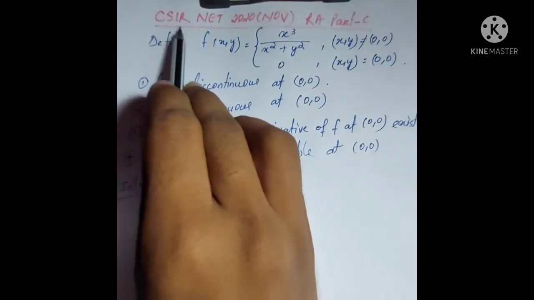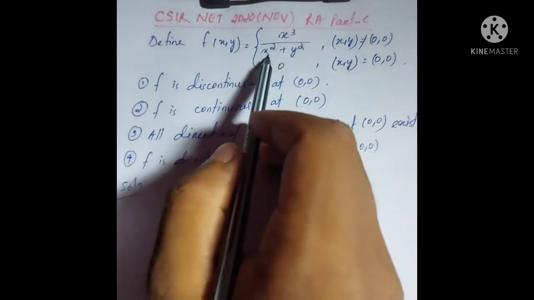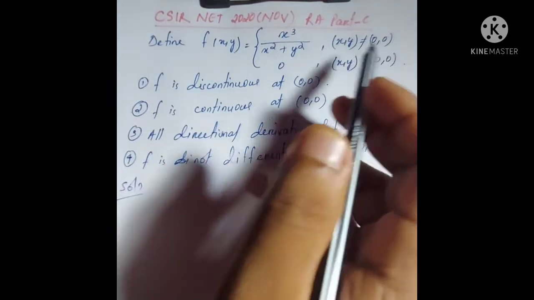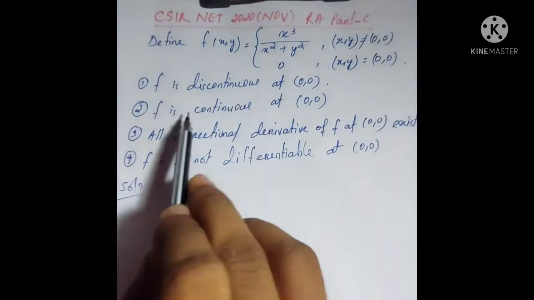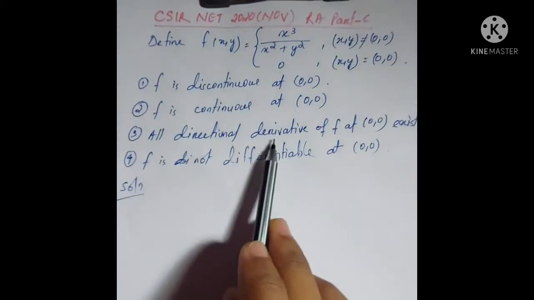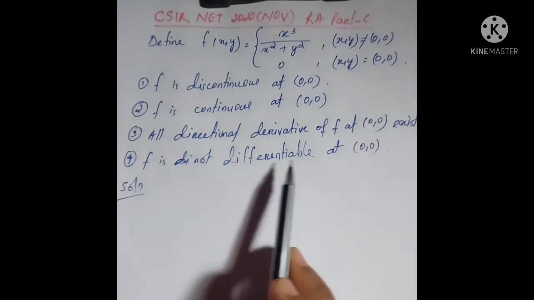Hello, let us solve one question from CSIR NET on 20 November, real analysis part C. The question is: define f(x,y) = x³/(x²+y²) when (x,y) ≠ (0,0), and 0 when (x,y) = (0,0). Then option 1, f is discontinuous at origin; option 2, f is continuous at origin; option 3, all directional derivatives of f at origin exist; and option 4, f is not differentiable at origin.